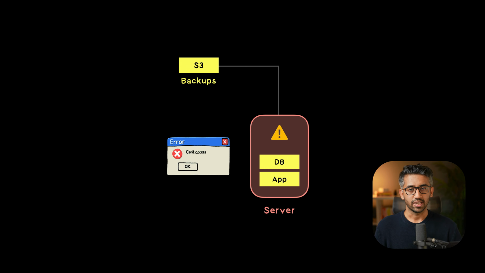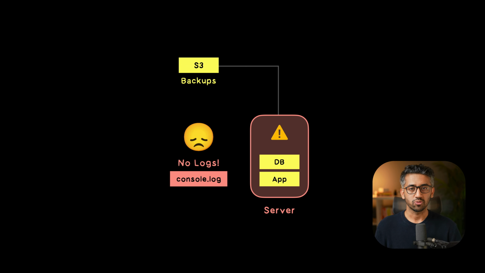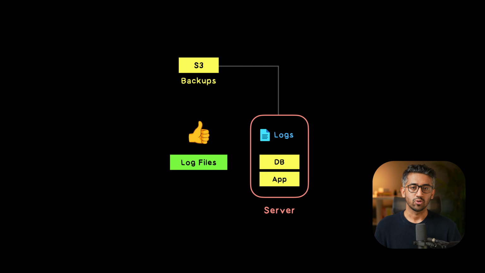If the app goes down again, you might go for the logs, but logs might not be there because you were writing to the standard output. You can fix this by writing to log files, but also make sure to have log rotation so that the old logs can get removed.